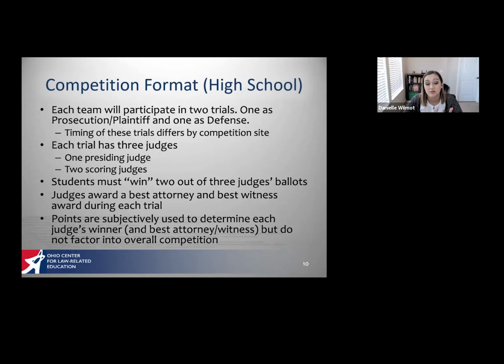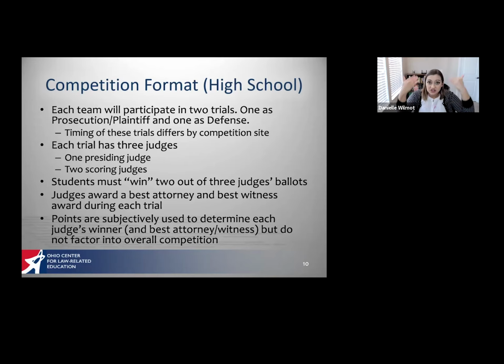So it doesn't matter what that combination is. It could be both scoring judges. It could be 1 scoring and the presiding judge, but 2 out of 3 means that your team wins that trial. Judges also, while they're evaluating, determine a best attorney and best witness during each trial. So how that's calculated is all of the judges add up their scores, and the one attorney who has the highest overall score is your outstanding attorney. And they do the same thing for witnesses. So the one witness with the highest score out of all is the outstanding witness, and the judges present the award during the trial.